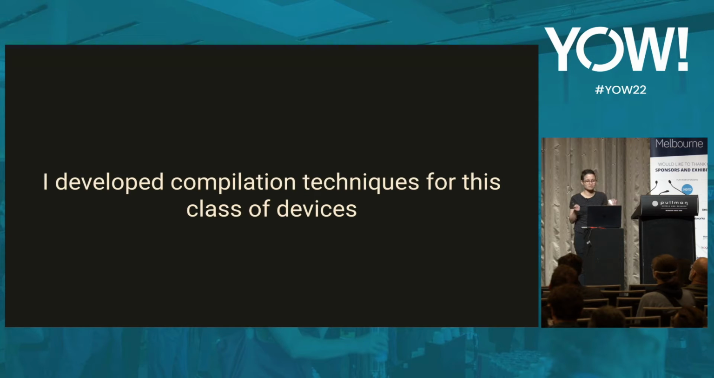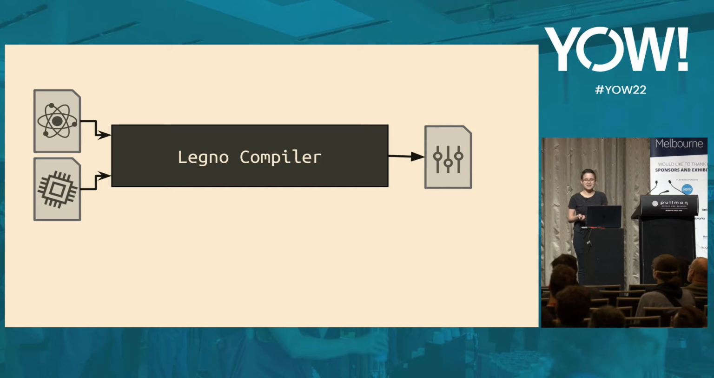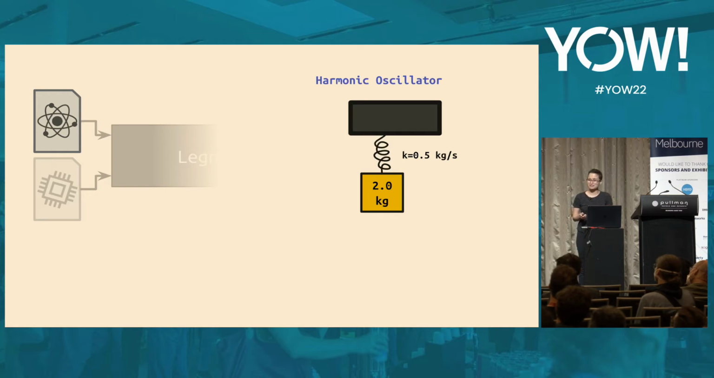Okay, so for my prior work, I developed a set of compilation techniques for this class of devices, and I built the first ever compilation toolchain that targeted a real fabricated device of this class. And so what does compilation look like here? As a compiler's person, I like to first talk about the inputs and outputs, and then we look at the middle. And so the first input I want to talk about is our dynamical system.